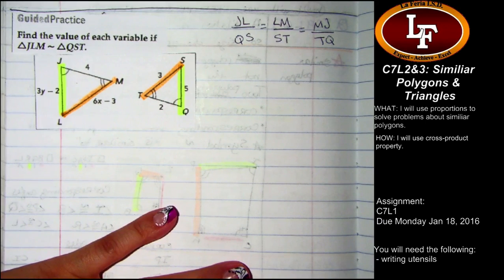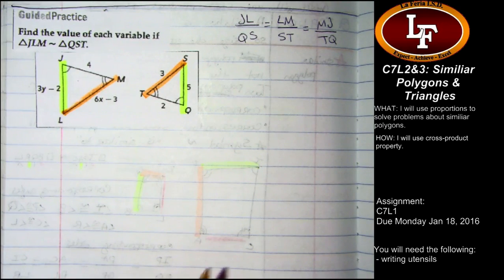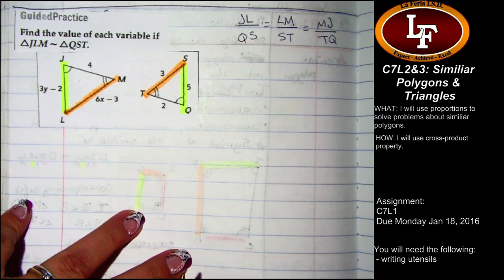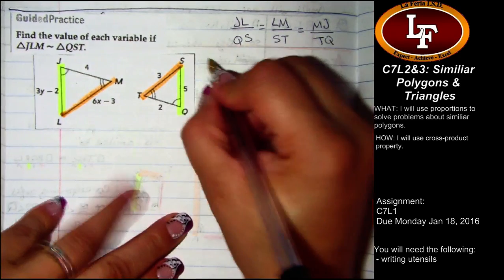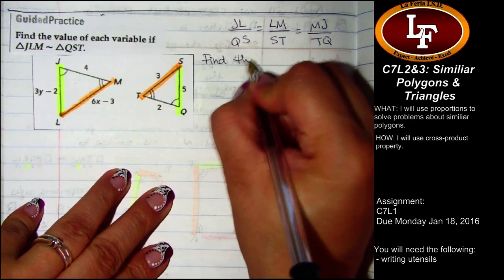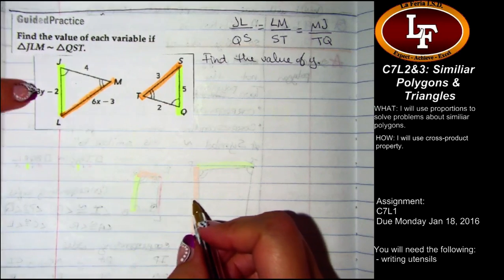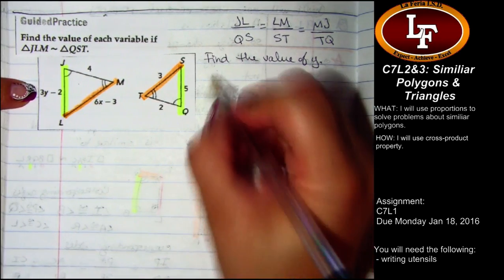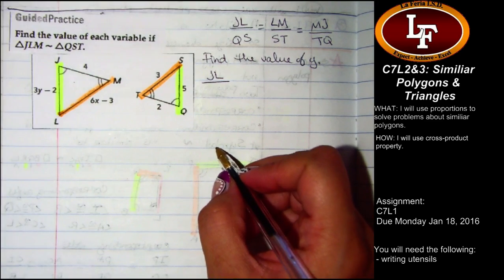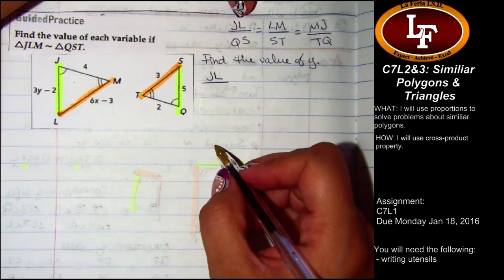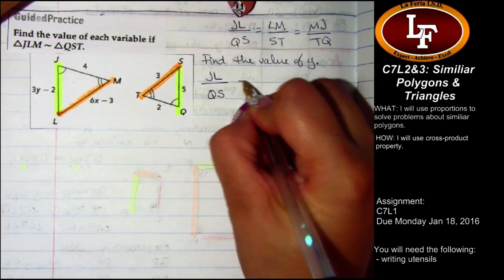So far, so good? Okay. We're doing all right. We've got a little over 20 minutes left. Now that we have this, we want to use this information to find the value of y. The y information is found with this side. So I'm required to use the information of the side JL, which forces me to use this scale factor, the ratio of those sides, this one here, JL over QS.